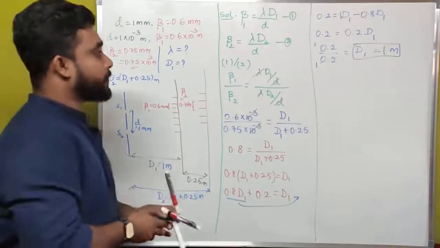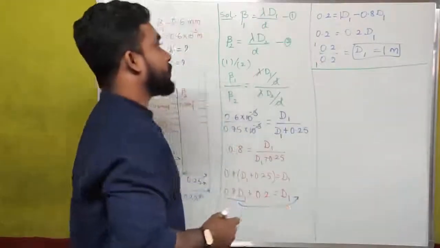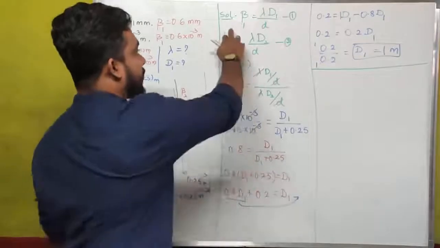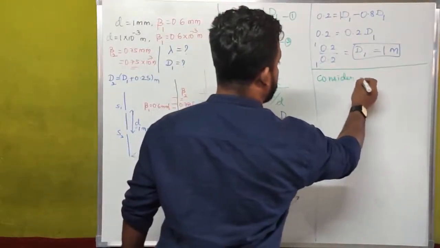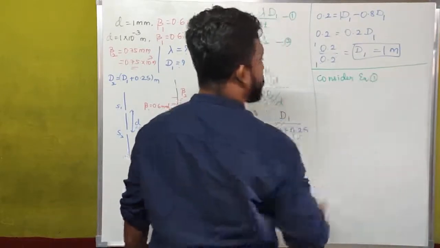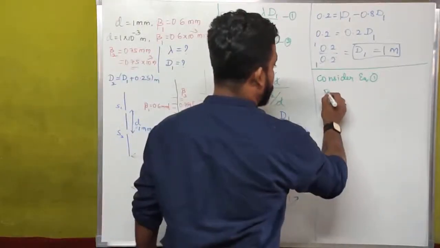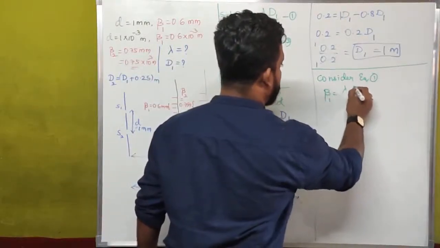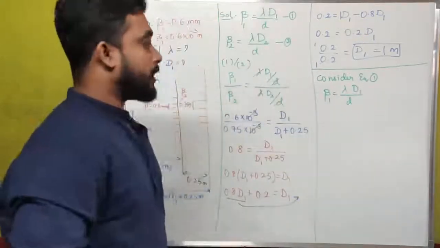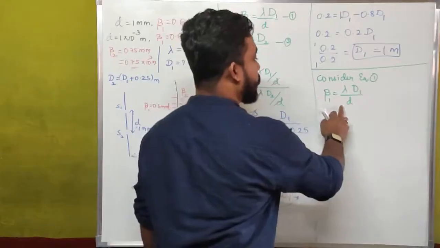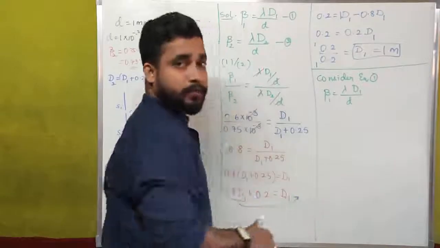Now what we have to find out is the wavelength. We have to find out the wavelength of a wave. For that I am going to consider equation 1. Now beta 1 is equal to lambda D1 divided by small d. Here we know the values of beta 1, small d and capital D, but we don't know the value of lambda. That is what we have to find out.